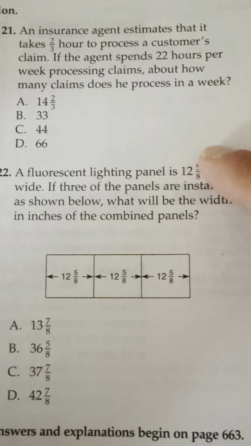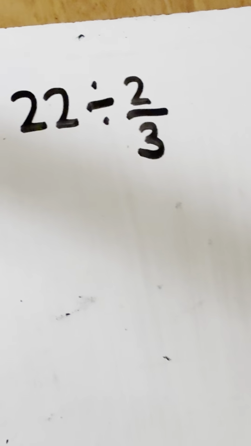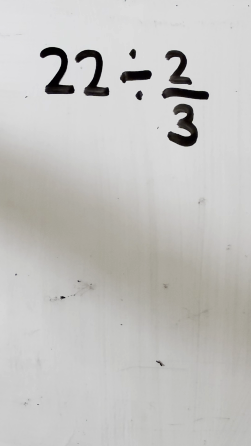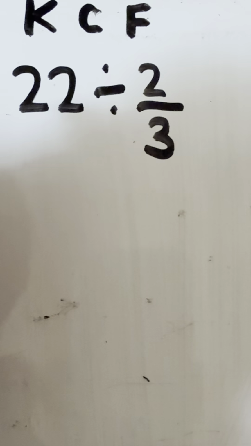So we have our 4 choices here. So let's take a look at how we're going to go ahead and do this. So we have 22 hours, and we have to split that because each one of them is getting 2/3 of an hour to process. So we want to do a division there. Now we're going to do the keep, change, flip method. So we'll keep, change, and then flip that second fraction.